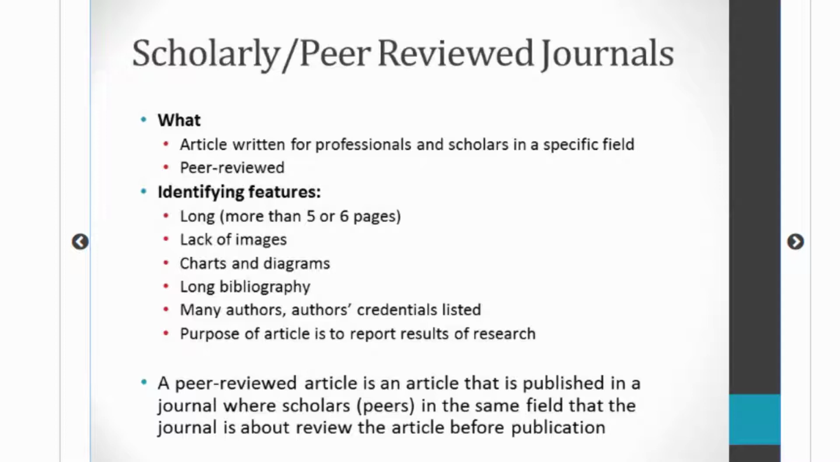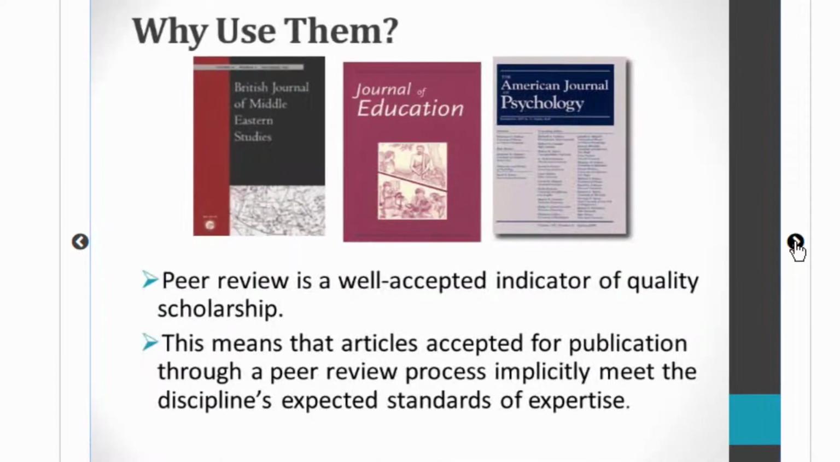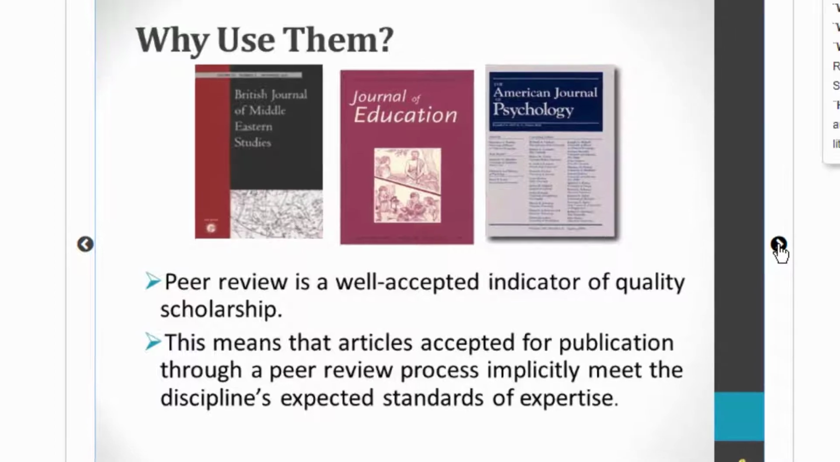And there's a particular kind of journal that's called peer-reviewed. A peer-reviewed journal or an article is an article that is published in a journal where scholars who are peers in the field that the journal is about review the article before publication. So what's the big deal about peer review? Why use them? Peer review is a well-accepted indicator of quality scholarship. So if you use peer-reviewed journals in your research, that is a very good thing.